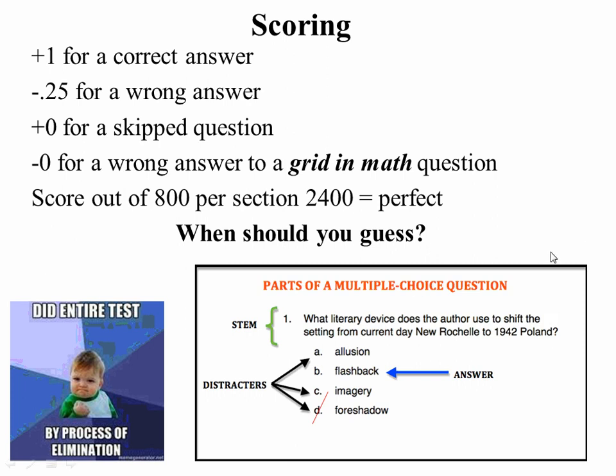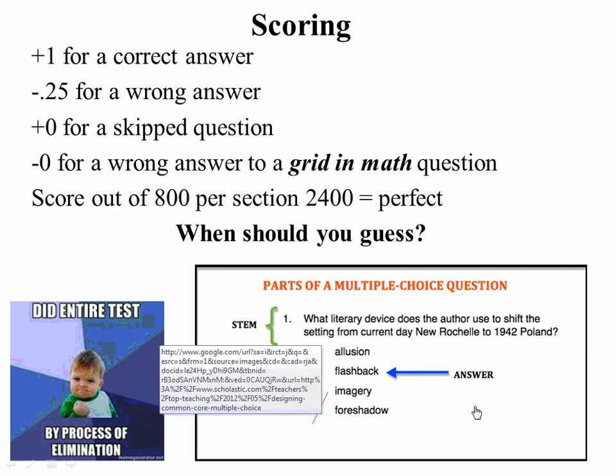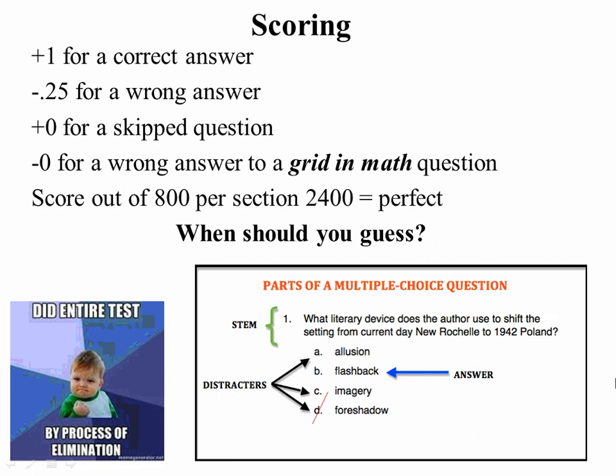So when should you guess? You should guess if you can get rid of one answer choice. So for example, in this question, if you could just get rid of foreshadow, in the SAT, there would be 5 answer choices.